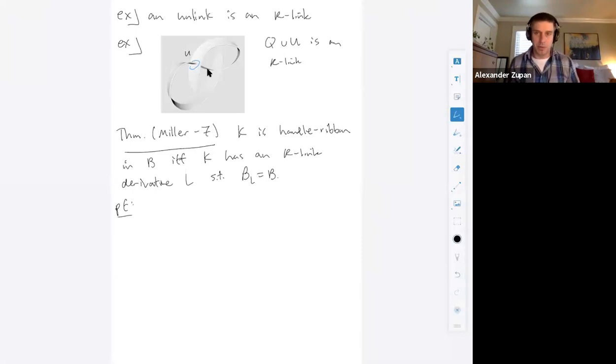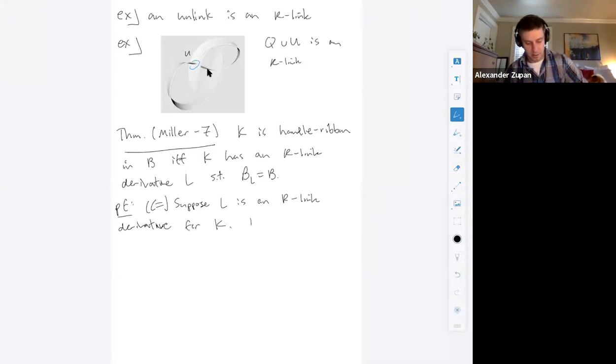Okay, so how much of the proof do I want to do? Probably not a ton. Well, let's do the reverse direction. That's not so bad. Good. So, okay, suppose L is an R-link derivative for K, then there exists a sequence.